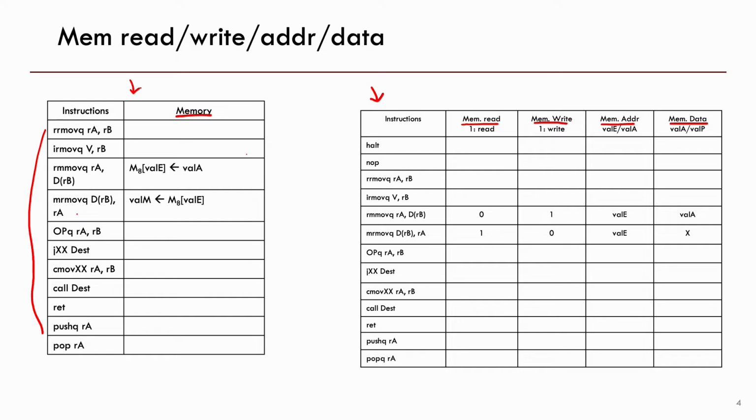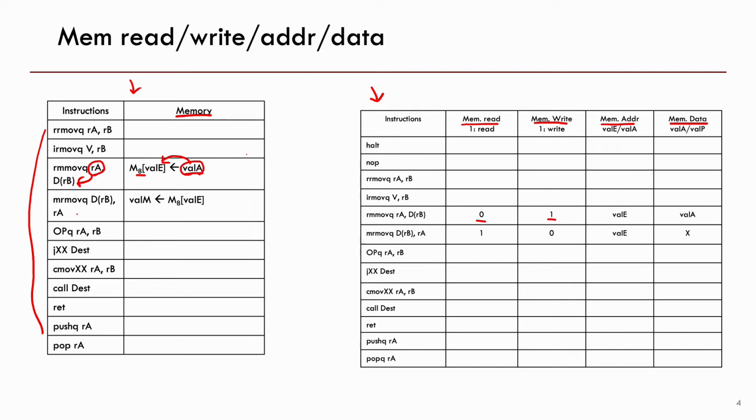For the rmmovq instruction, we move the value of register A to memory address D plus rB. Then in the memory stage, it writes the value A to the memory address valE. How many bytes do we write? We write 8 bytes because the size of a register is 8 bytes. For this instruction, what kind of signals do we need to generate? For the read signal, is it a read instruction? No, it is a write instruction to the memory. So we put 0 here, and since it is a write instruction, we put 1 here.